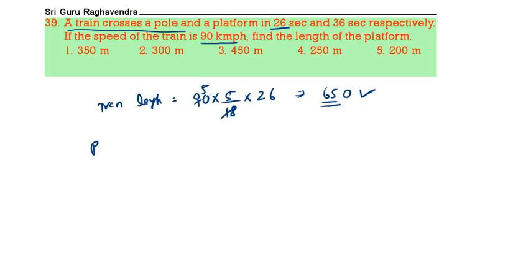Now, how to calculate the platform length? It is crossing the platform in 36 seconds. Whenever a train is crossing the platform, both lengths are included: train length plus platform length. So 90 into 5 by 18 into 36 minus 650. We have to subtract the train length to get the platform length. That will be 25 into 36 minus 650.